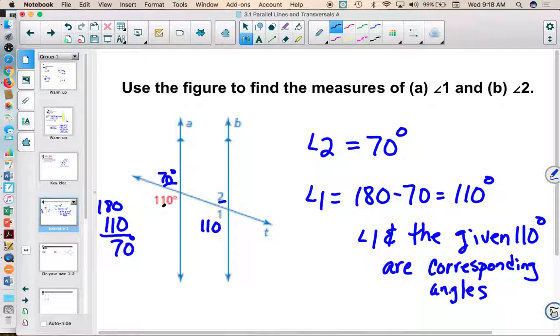They only gave me one, but I can find all of the others. The biggest thing on this chapter is going to be understanding the proofs, because if you get the proofs, everything else is easy. Knowing what corresponding are, knowing what vertical are, knowing what adjacent are, supplementary, complementary, those are all terms that you need to know and understand, because that's going to allow you to prove what you think.